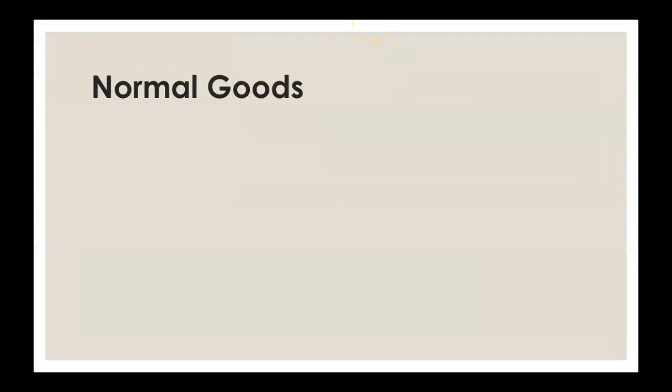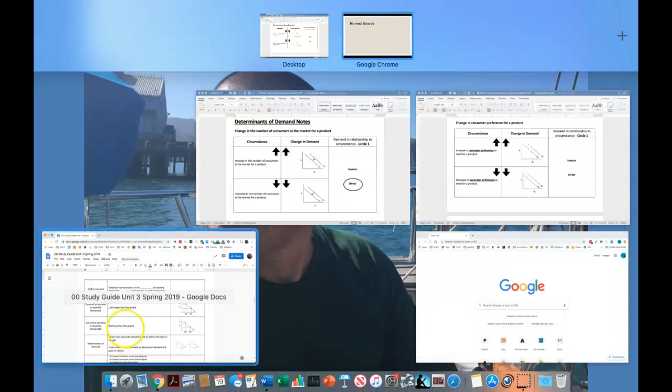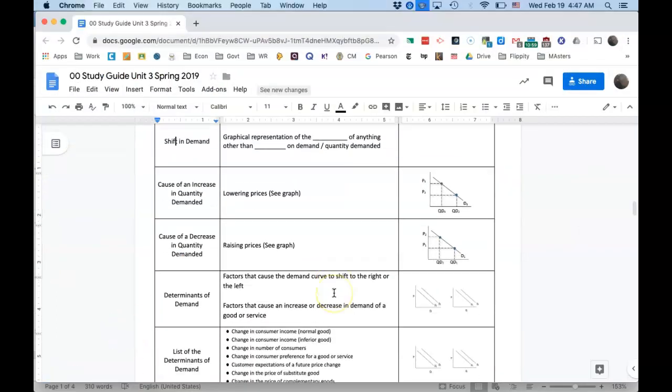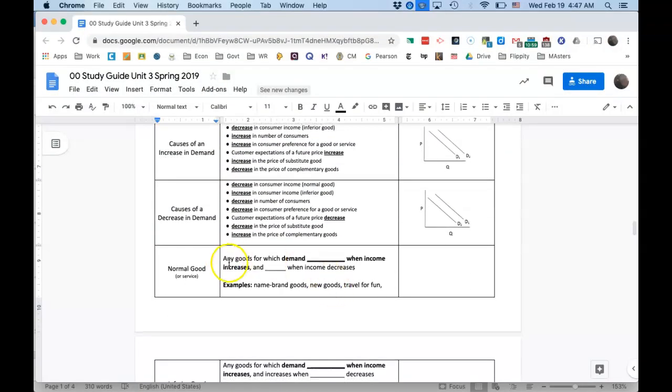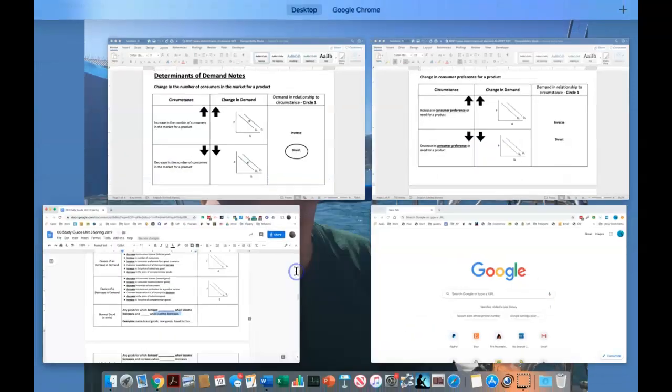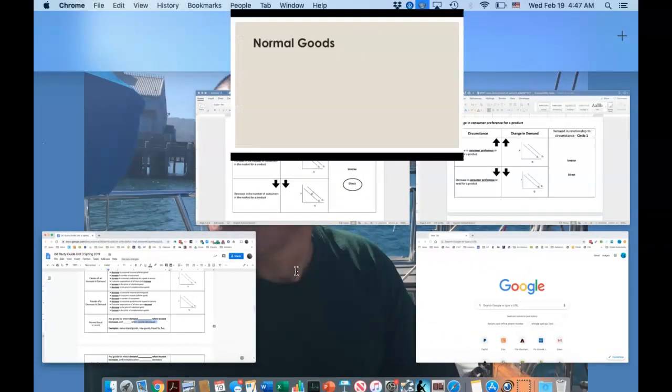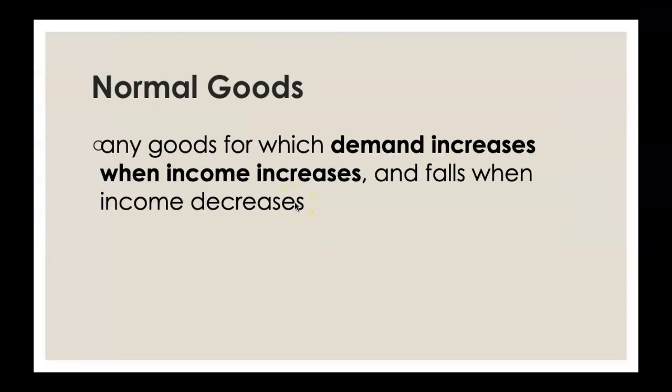All right, next one. Now, normal goods. This is something that needs to go into your study guide, the definition for normal goods, and I think it's down here. So, normal goods: any goods for which demand increases when income increases and falls when income decreases. And that's just the way generally we think things work.